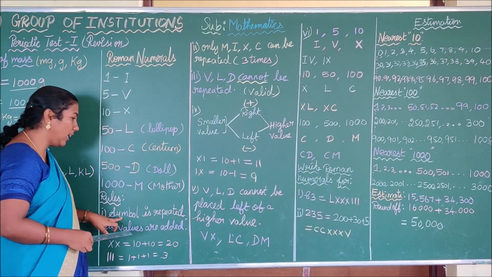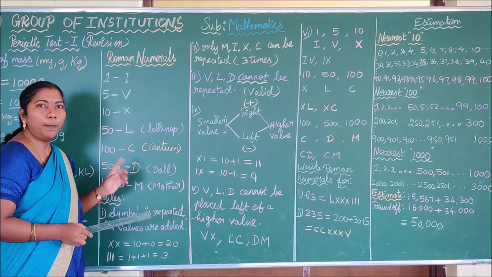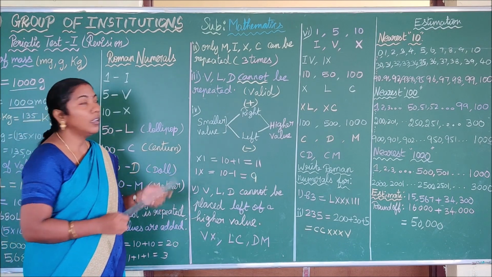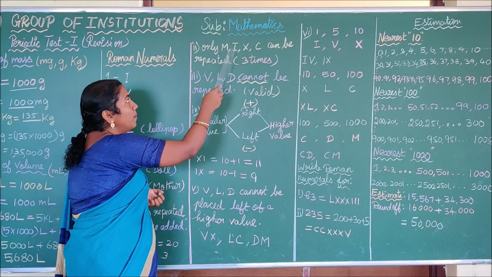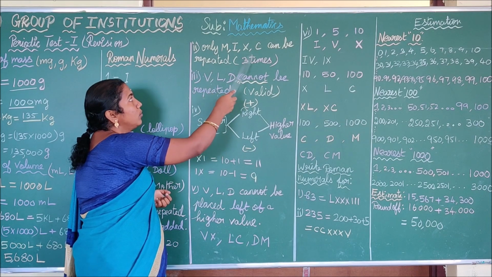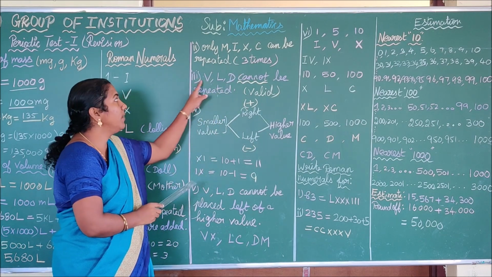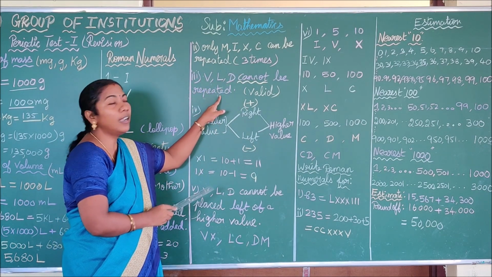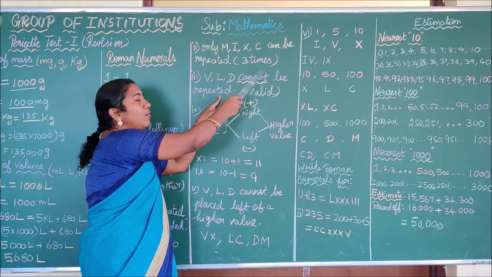See here the second rule. In the first rule they said symbols can be repeated. For repetition also they give one condition. The symbols M, I, X, C can be repeated. V, L, D cannot be repeated. And the repetition can occur only up to 3 times.